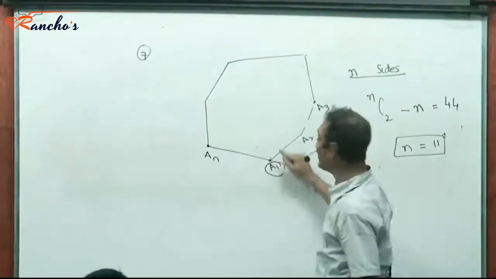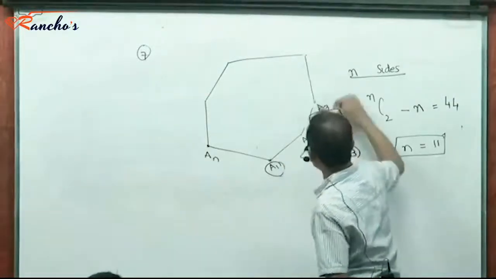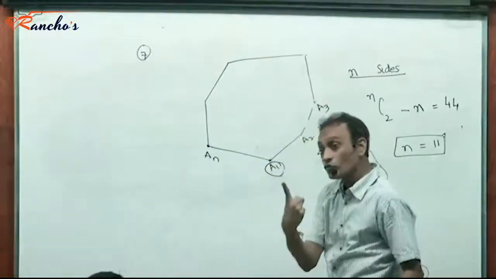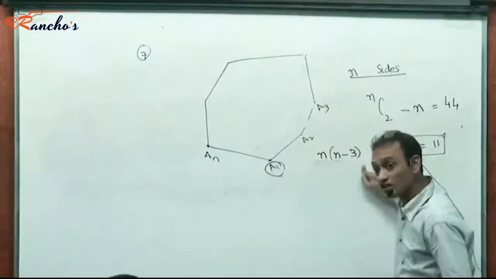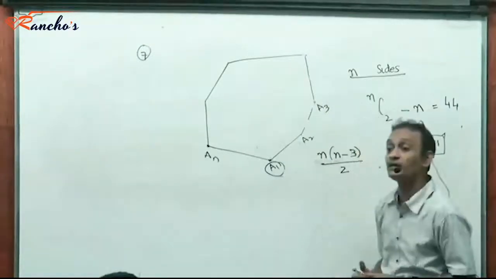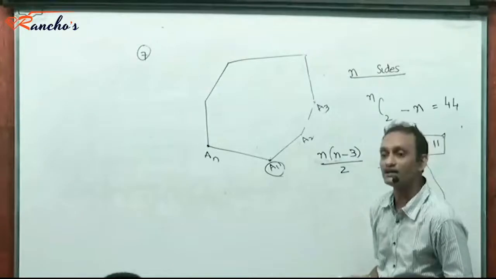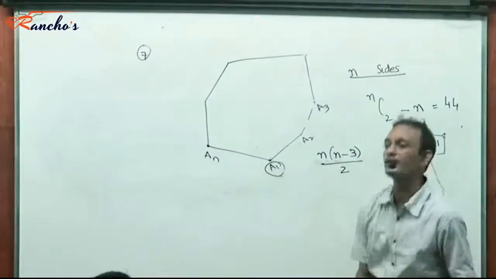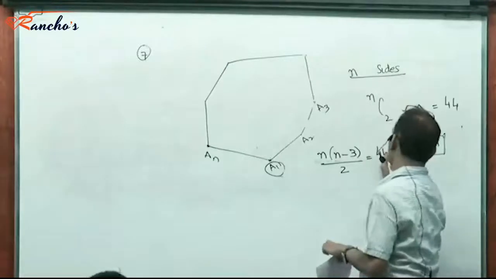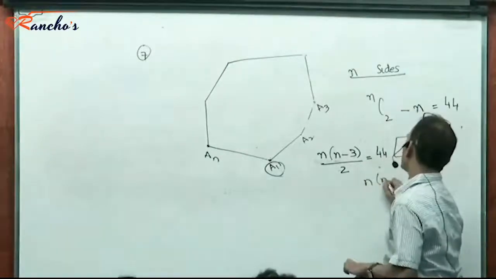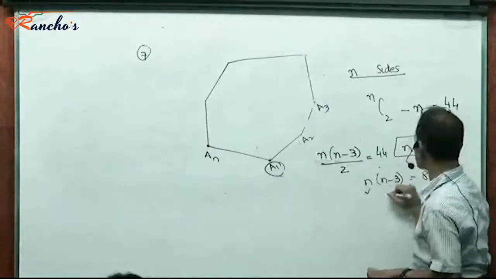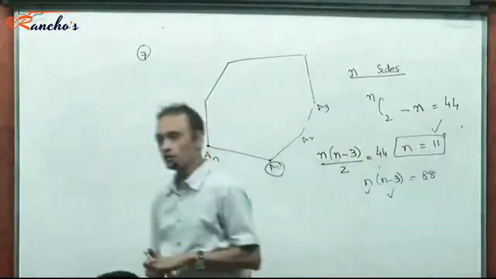When I was focusing on A1, I selected A1, A3. But when I came to A3, I selected A3, A1. Right? But they are the same. So there is a duplicate count in this, n into n minus 3. So I want to divide this by 2 so as to get the exclusive number of diagonals in which there is no duplication. And this in the problem adds up to 44. This is another way. So n into n minus 3 is 88. Okay, so n is 11, seems right. 11 into 8.